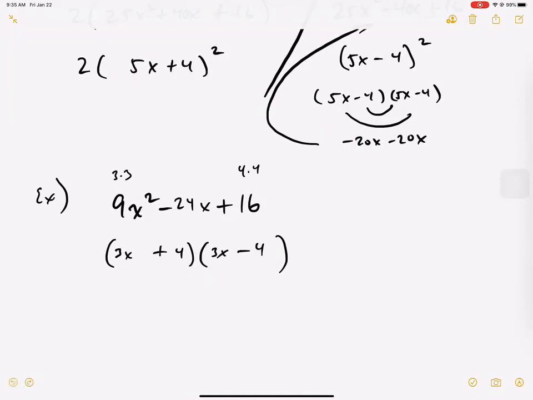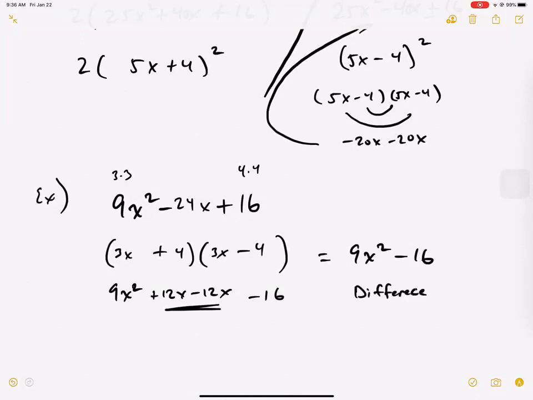What if one was positive and one was negative? Which is going to lead us to our next rule. If they're plus and minus, this would have been 9x squared, in the back would be minus 16. Okay, that doesn't match already. But also, let's take a look at the middle term. It's going to be plus 12x minus 12x. Look at the middle term, they're going to cancel out. And this gives us a whole new rule here. This is going to give us 9x squared minus 16. And that's going to be a difference of 2 squares.